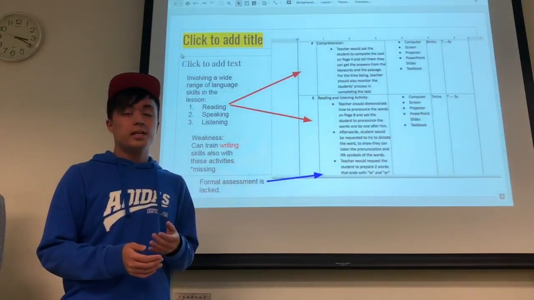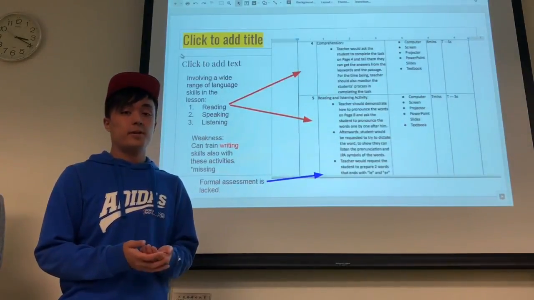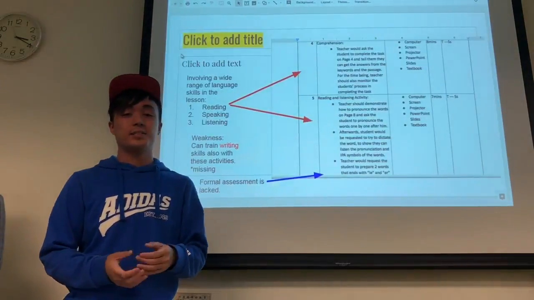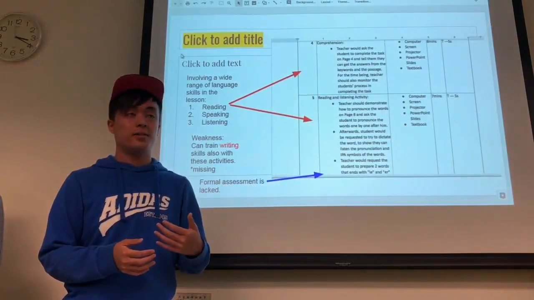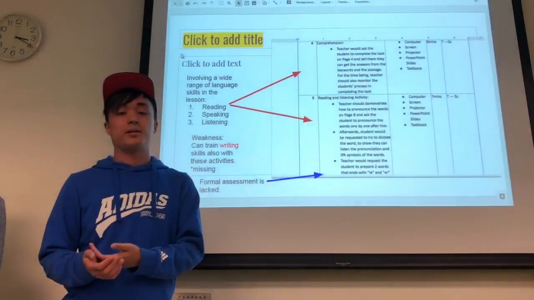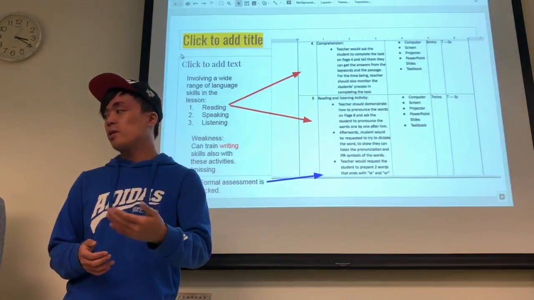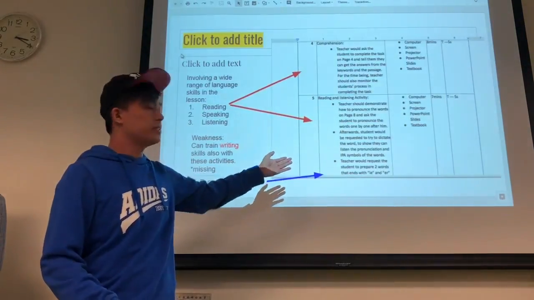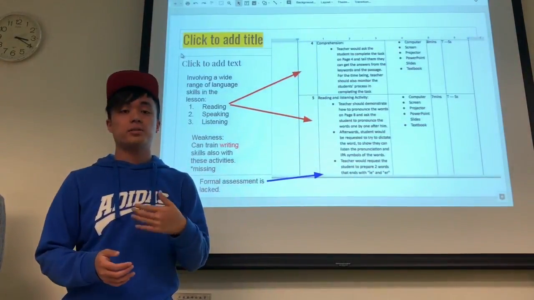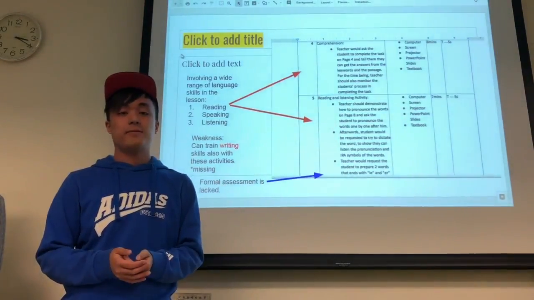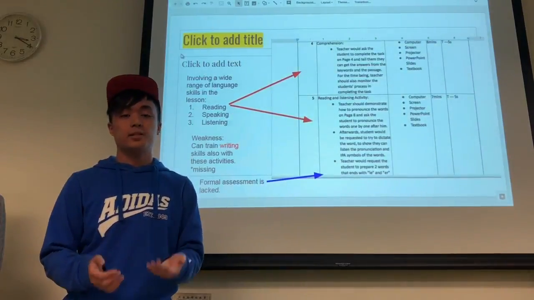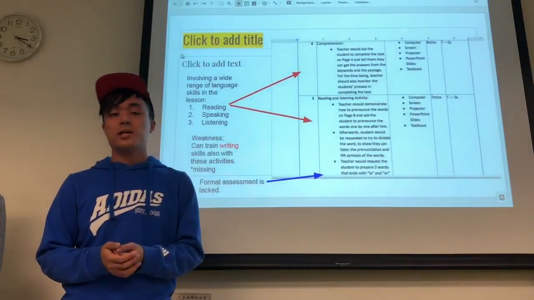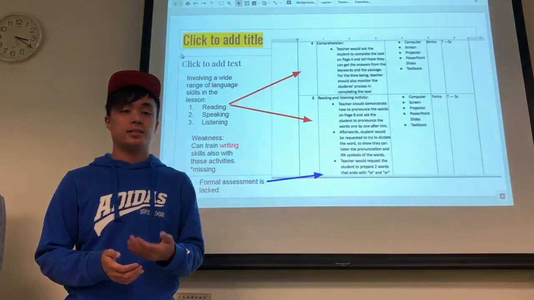So I think that my lesson can involve writing activities throughout the lesson, so that they can be trained not only in reading or speaking, because they will also learn the words in the reading and listening activities to pronounce the keywords in the lesson. So I think that they can make use of the keywords in writing activities to know how to use the sentence structure along with the keywords that are taught in the lesson. Another weakness is that I think a formal assessment is lacking in the lesson.